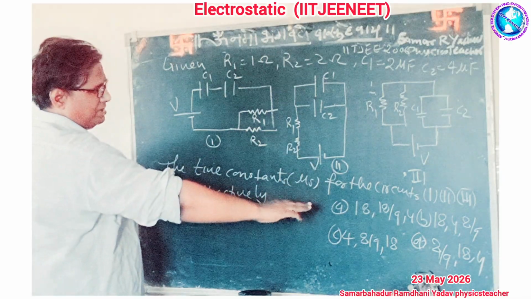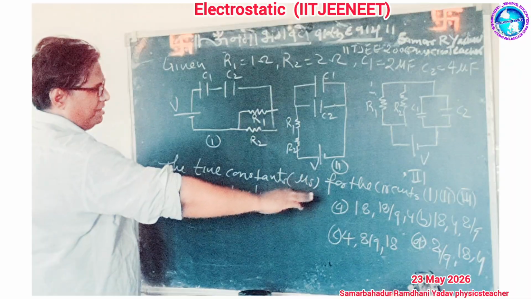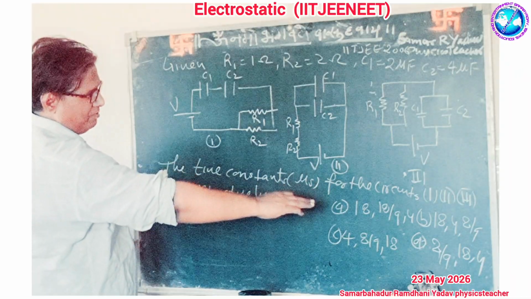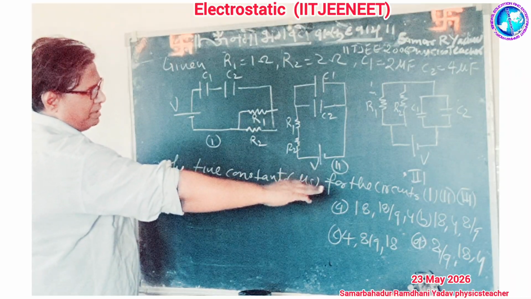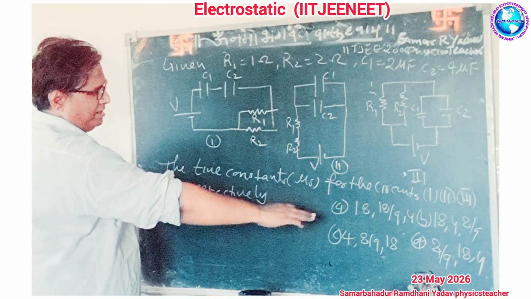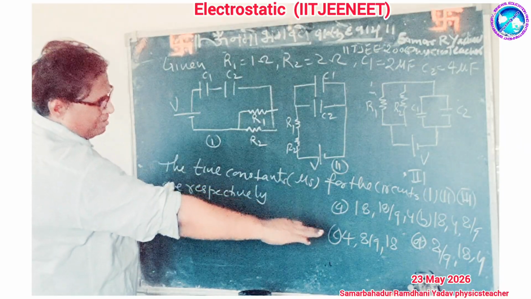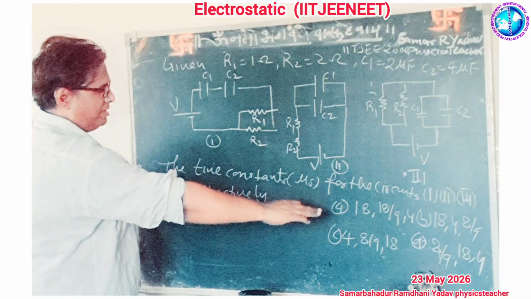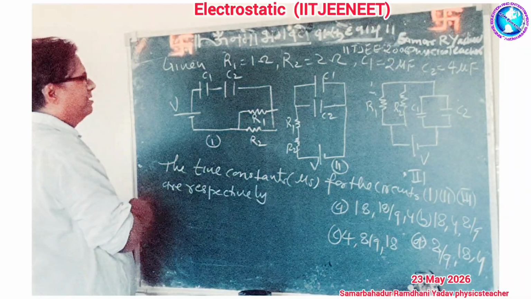Four options are given: A, 18, 8 upon 9 and 4; B, 18, 4 and 8 upon 9; C, 4, 8 upon 9 and 18; and D, 8 upon 9, 18 and 4.